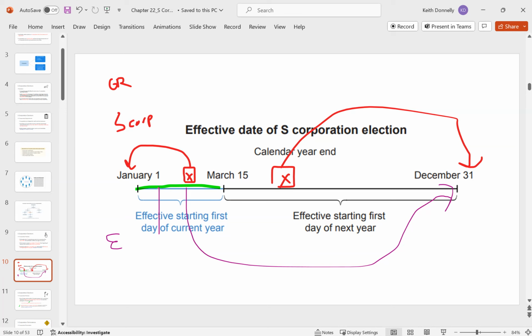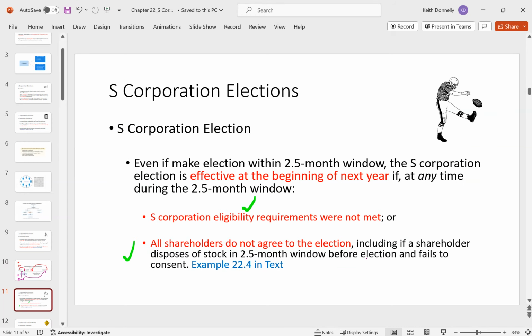And the tricky thing here, and you've got to be careful of it, is say that you have, right here in this window, one guy who sells his stock to another guy. And say whenever they make the election right here, this guy owns it. So they get his approval. That's great, he's going to do it. But they forget about the old shareholder. He's not there on, whatever that day is, March 1st. If they fail to get the old guy's consent, then they're going to punch you into next year. That's what this is saying right here, including if a shareholder disposes of their stock before the election and they fail to consent.